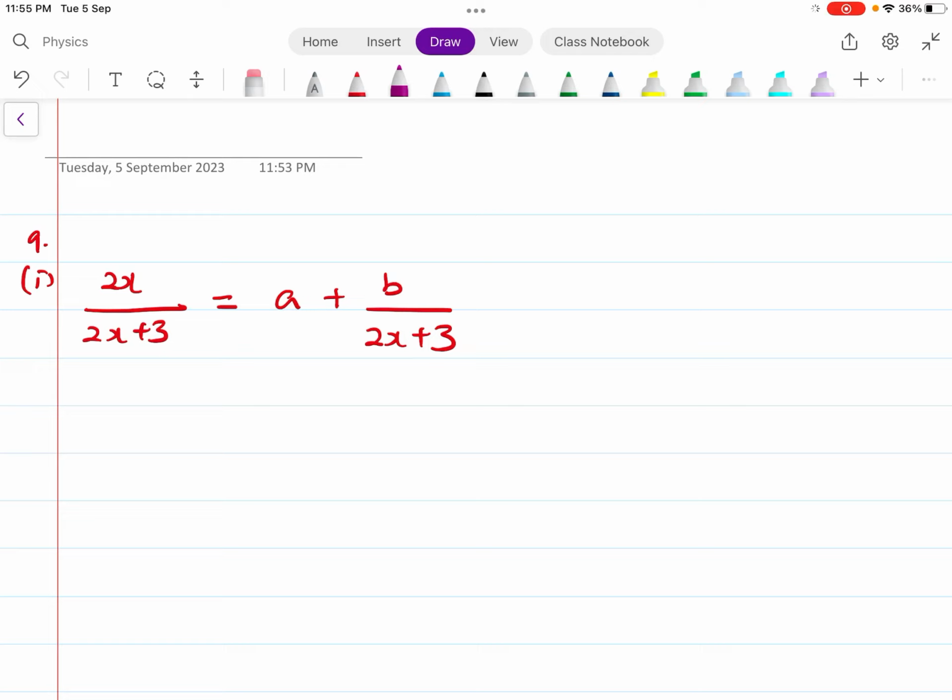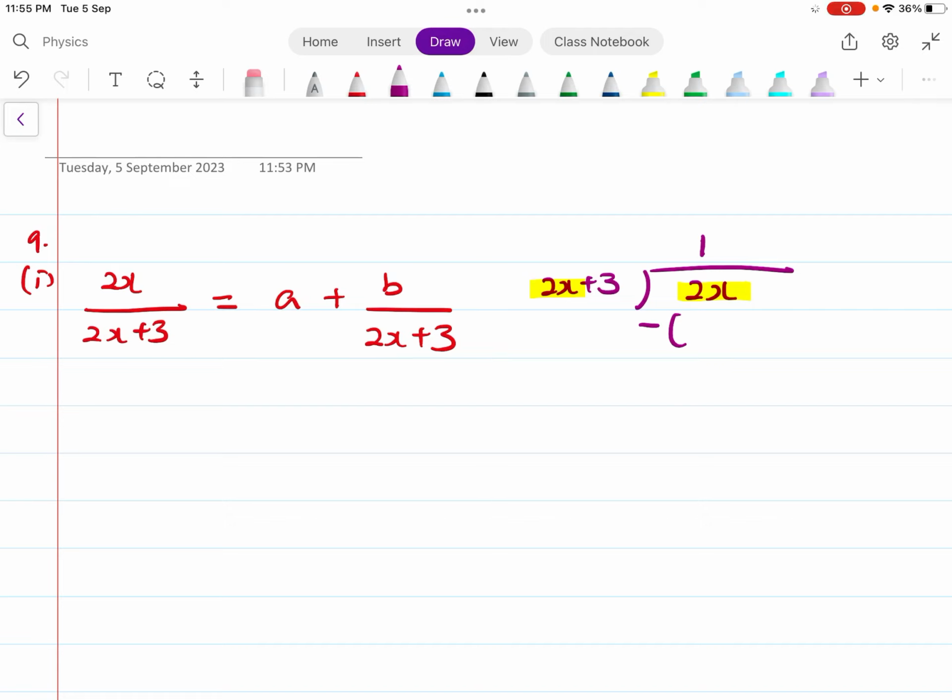So first we need to do a bit of long division, right? 2x divided by 2x plus 3. So how do we do long division? Very simple. First, you always look at the 2x and this 2x, meaning the highest power. Then you divide. So 2x divided by 2x is 1. Then you put a minus here.